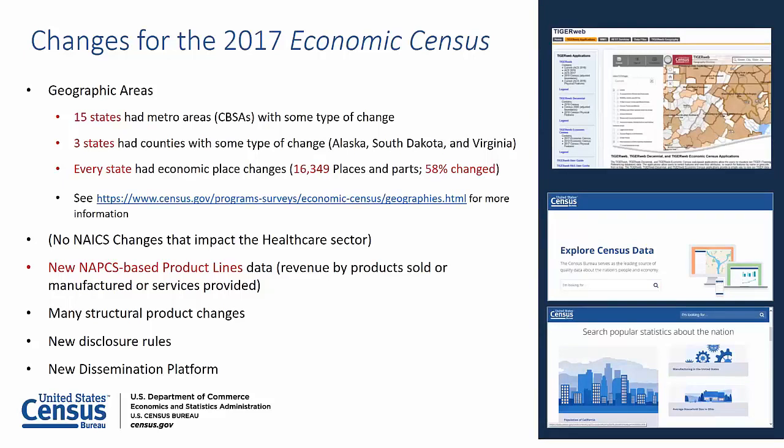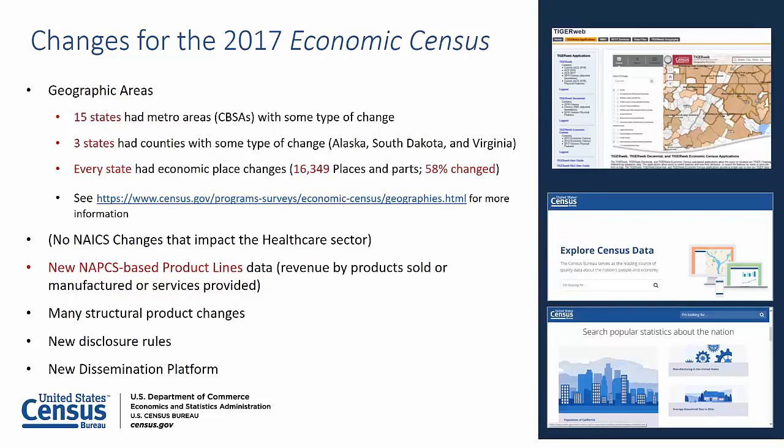Every state had some type of economic place change. These are cities, towns, villages, and boroughs. About 58% of the places that we publish in the Economic Census had some type of change. So when users are comparing data for the healthcare sector across time by geography, they ought to be aware of these geography changes so that they can make sure they're comparing data properly. We have provided a link to our geographies website where you can learn more information about these geographic area changes.